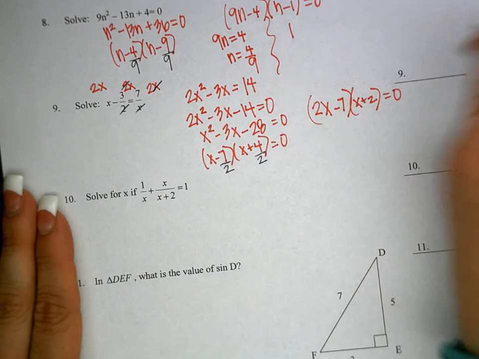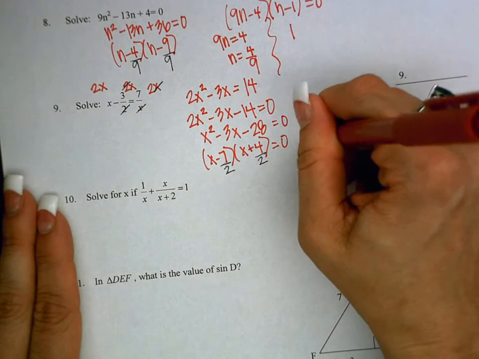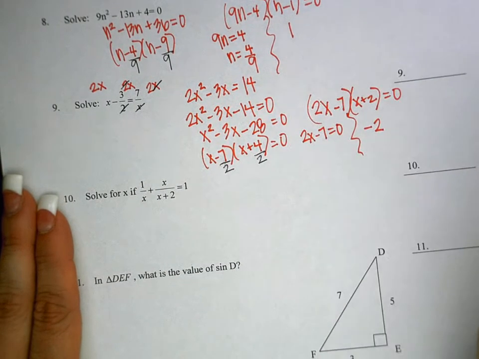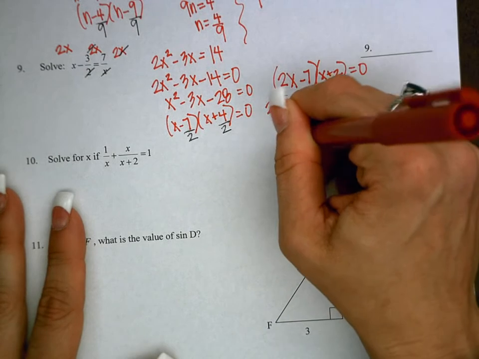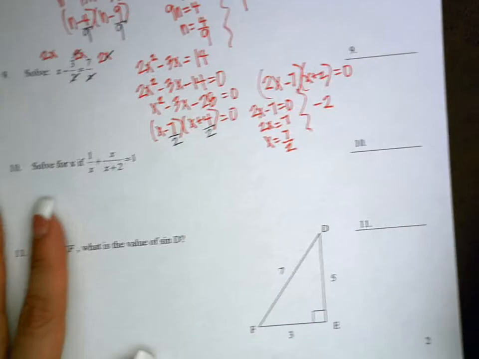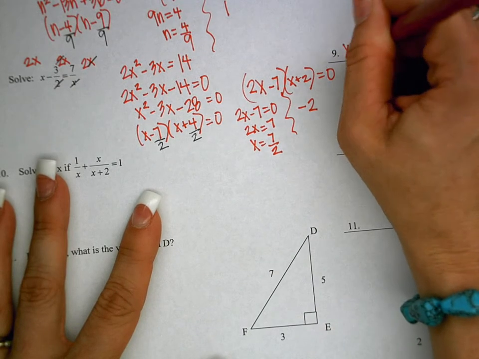Set each part equal to 0, so that's just going to give you a negative 2. Here, 2x minus 7 equals 0. If you add the 7 to both sides, you get 2x equals 7. Divide through, x is 7 over 2. So again, 2 different answers. x is equal to 7 over 2 and negative 2.